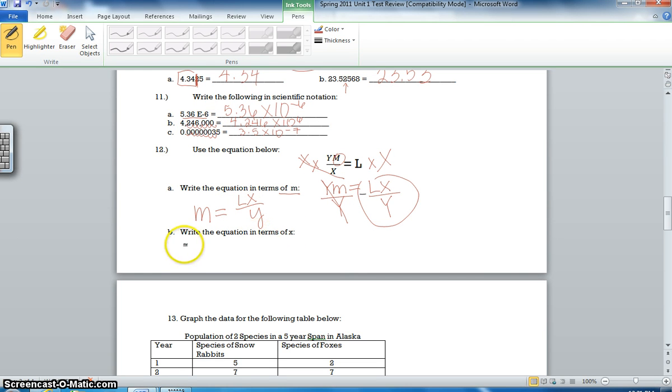All right, the next one we want in terms of x. So I'm going to rewrite the equation that we're starting with. And let's do it again. This time we want x by itself, so I'm going to get it out of the denominator first. I'm going to multiply both sides by x, so they cancel. Now I have ym equals lx. Divide by L, and I get x by itself. So x equals ym divided by L.